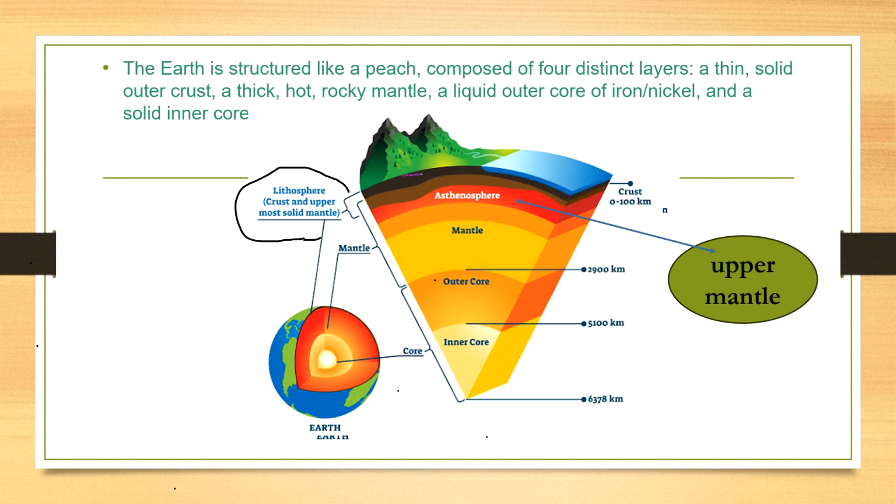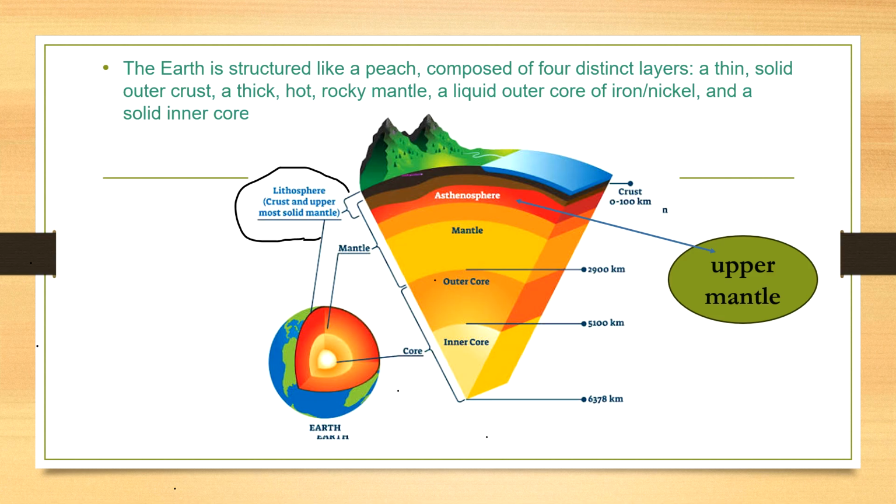So here in the picture you can see that on the crust there are mountains and oceans and water bodies. Then there is asthenosphere, then there is mantle, then there is outer core, then inner core. Now you might be thinking, what is this lithosphere and what is asthenosphere? These are the two new terms, right?